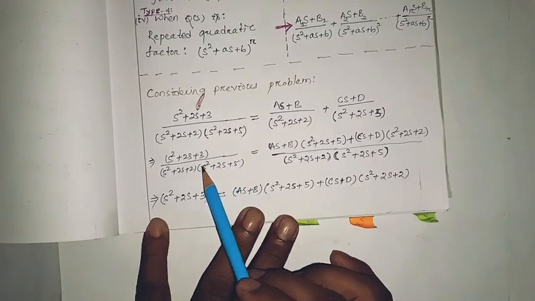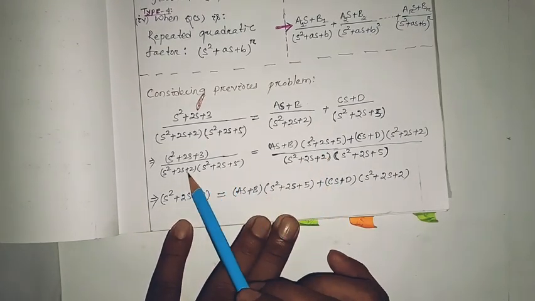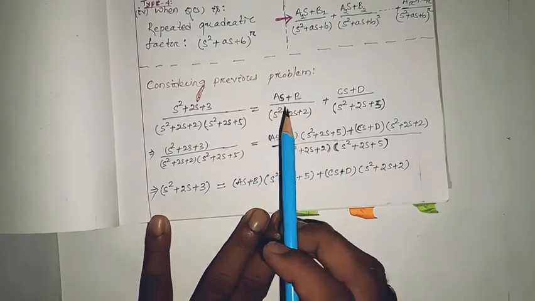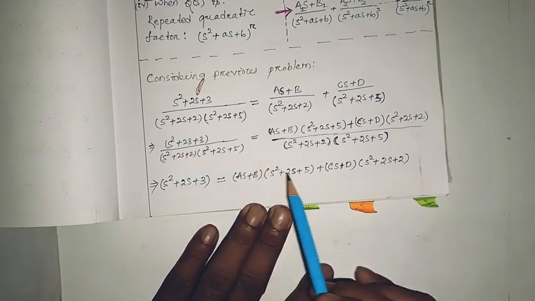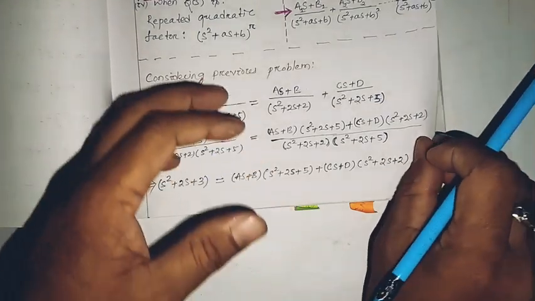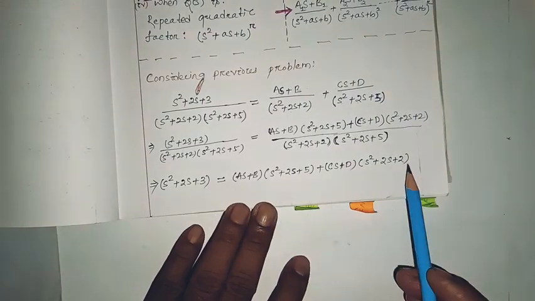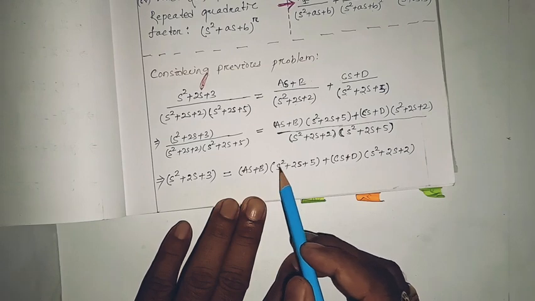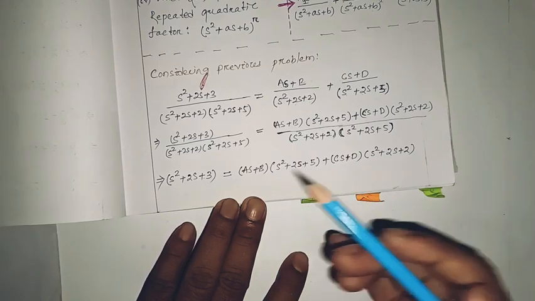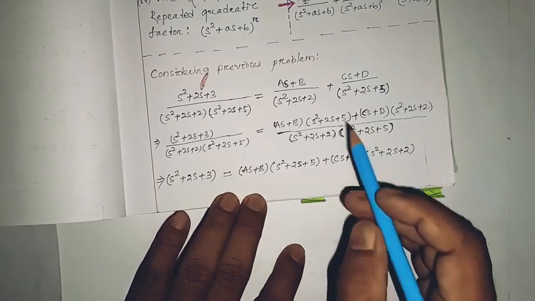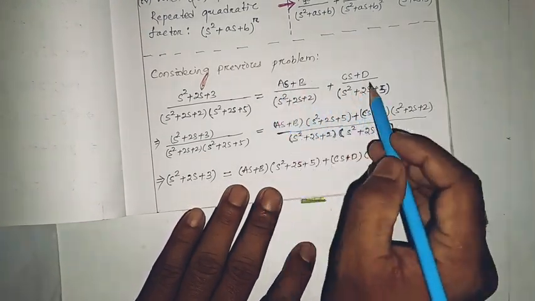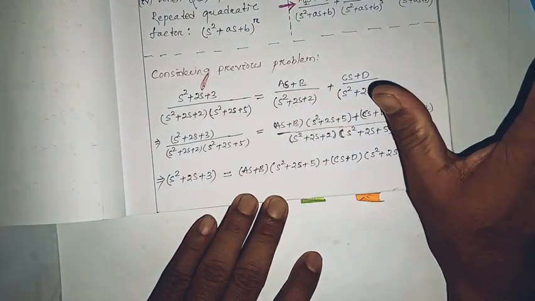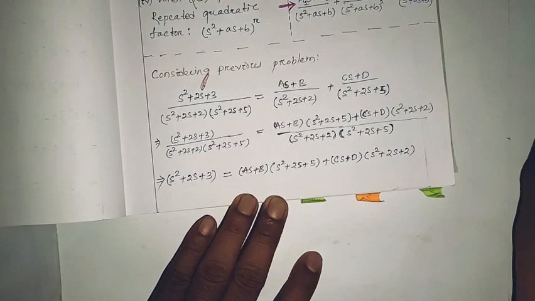If we compare LHS and RHS, both denominators are the same, therefore the numerators have to be the same. That means this one should equal this one. Then we solve by equating the coefficients of s^2, s and the constant, and then we find the constants. Then we go for the inverse Laplace transform. So this is the general procedure that we have to follow.